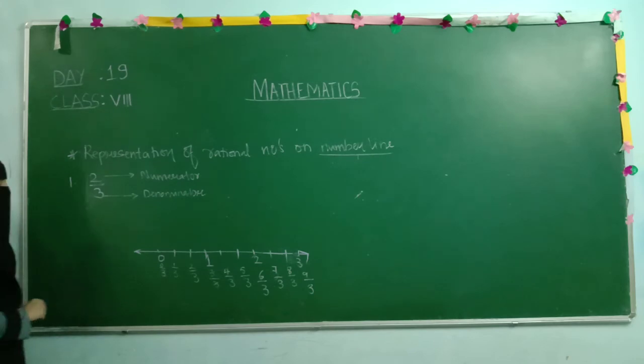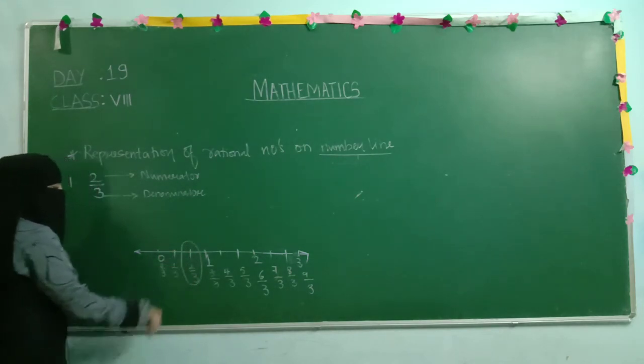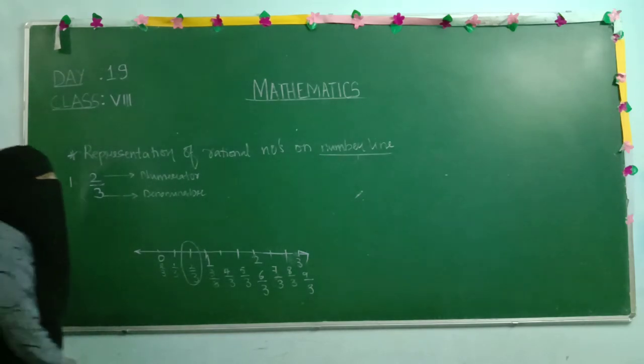Where is 2 by 3 on the number line? Yes, exactly. It is here. Just you need to circle it or give a box to it. Fine. One more problem.